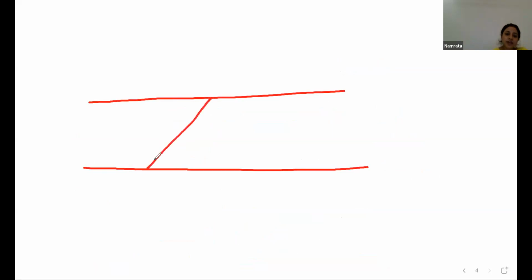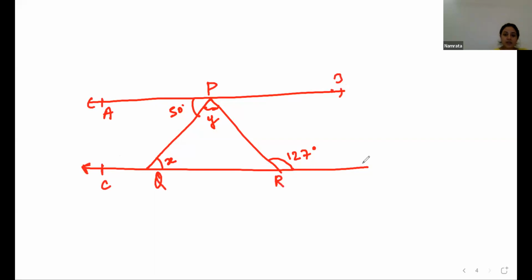Let's do the next one. So if we have a line like this and a line like this, and a triangle like this, with 127, x, this is y, this is 50, here we have C, here Q, here R, and here D.